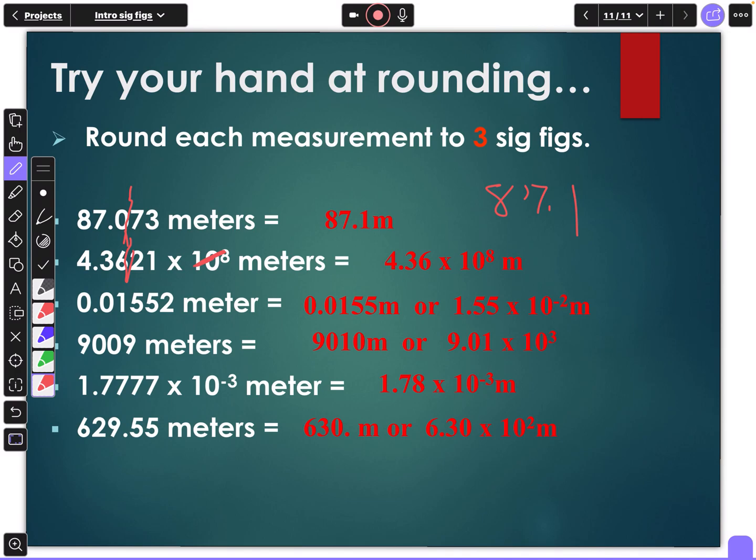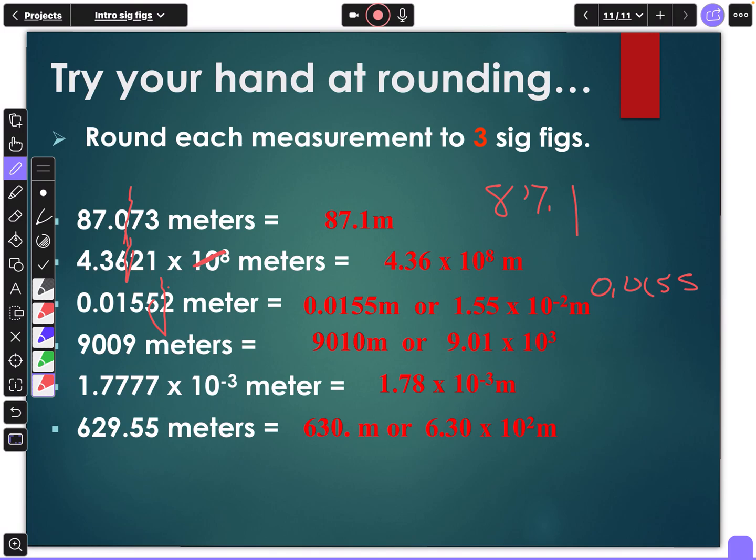Now, the next one, I want to have 3 significant figures. How can I do that? Well, I know these first 2 zeros don't count as significant. So I need to have 3 significant figures, I would need to cut it off right here. Because the 1 and 5 are significant, that would be 3 significant figures. So then when I round that, it would be 0.0. Both those are not significant. Then 1, 5, 5. You could also put it in scientific notation to round that.